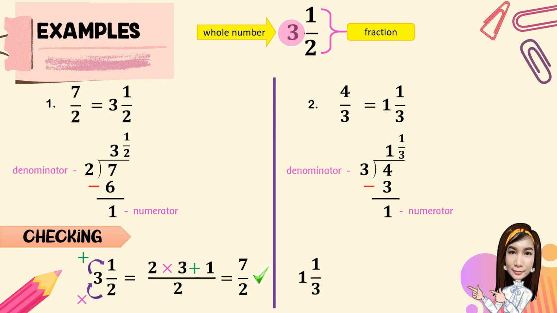Now to check, we have the mixed number 1 and 1/3. Just multiply the denominator 3 and the whole number 1. So we have 3 times 1. Then add to the numerator 1. So we have plus 1. Then copy the denominator 3. So 3 times 1, that is 3, plus 1. So we have 4 over 3 or 4/3. And we got it correct.